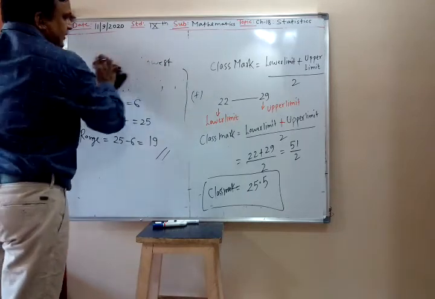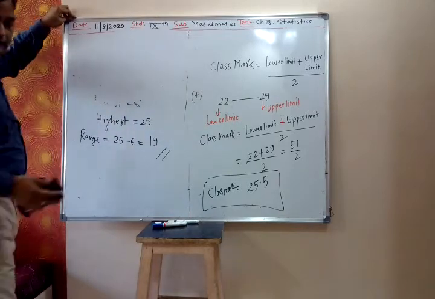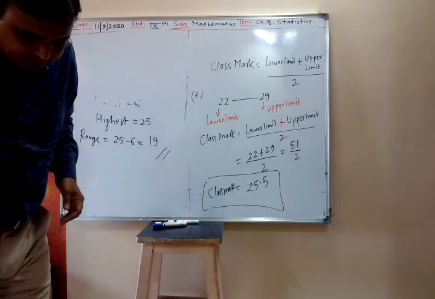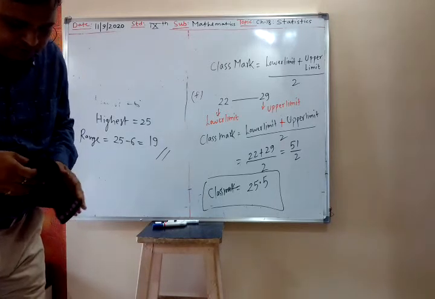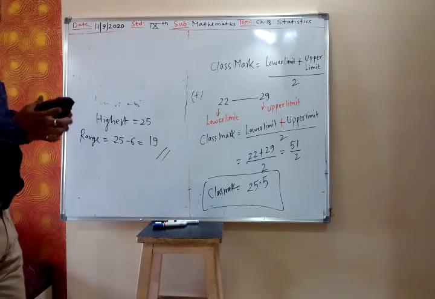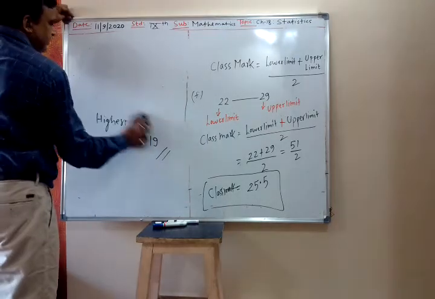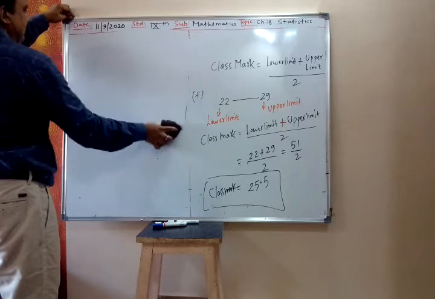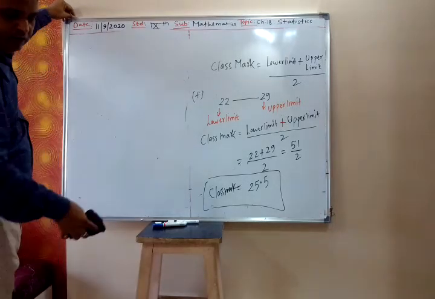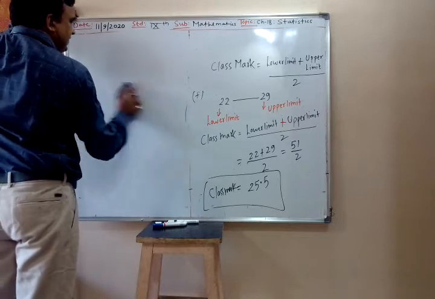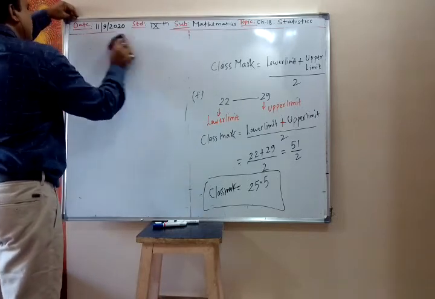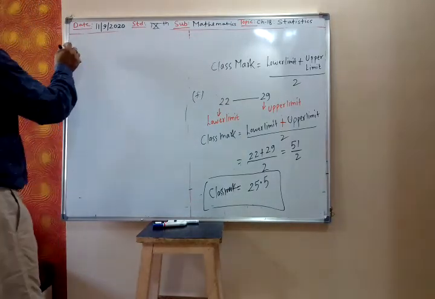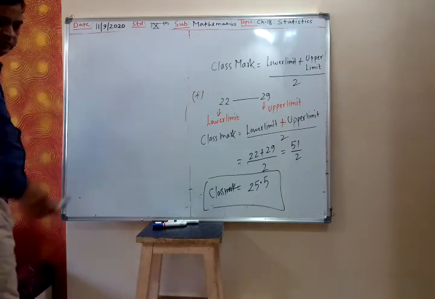Now let us solve this. Find the actual lower class limit, upper class limit, and mid value of the class. Mid value of the class is same as class mark. This you remember. Mid value of the class is same as class mark. So this you write, mid value.